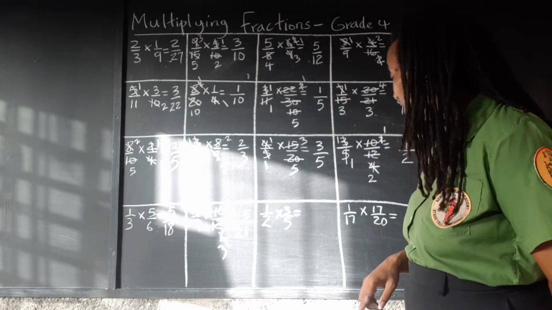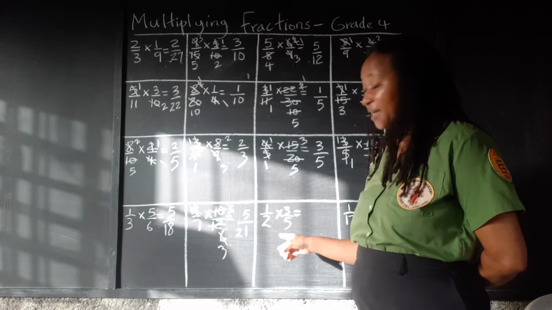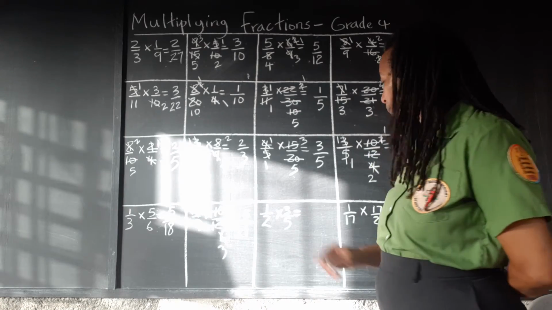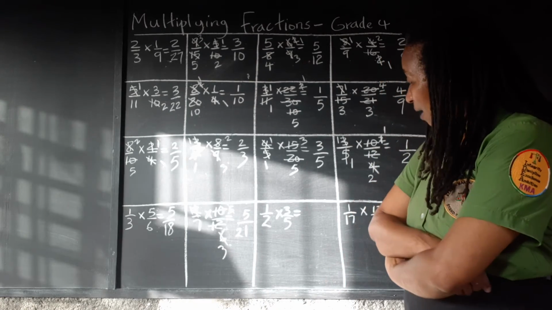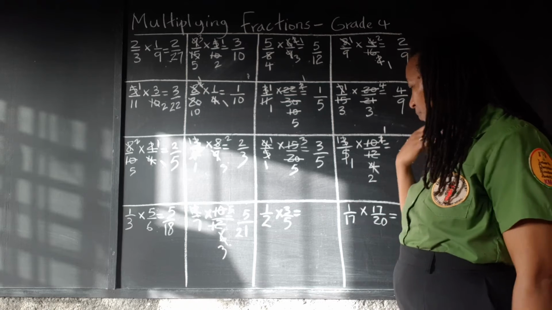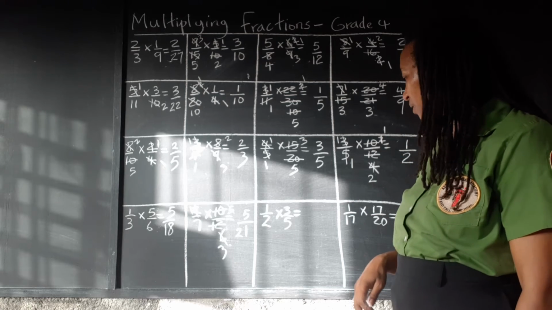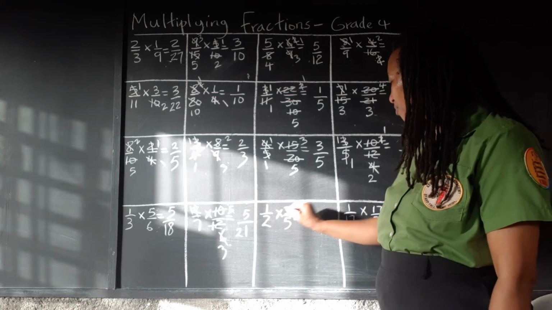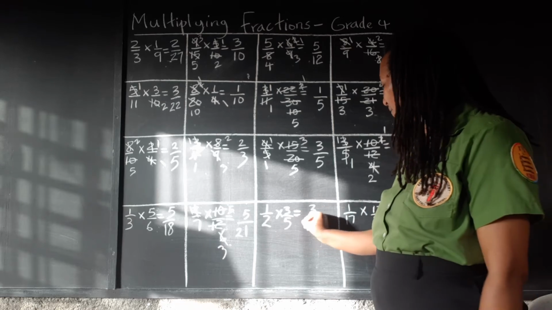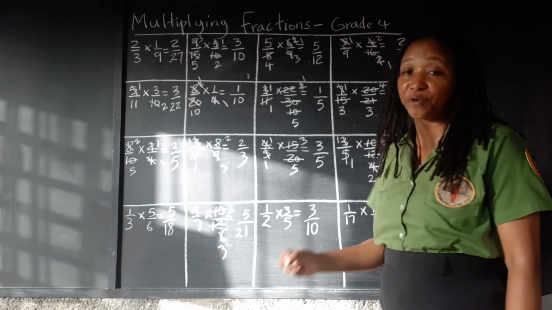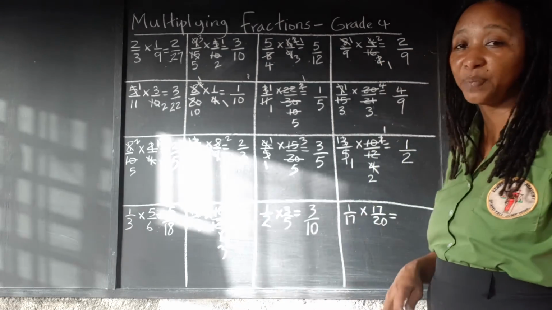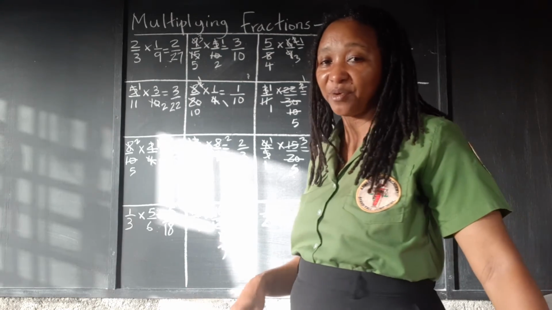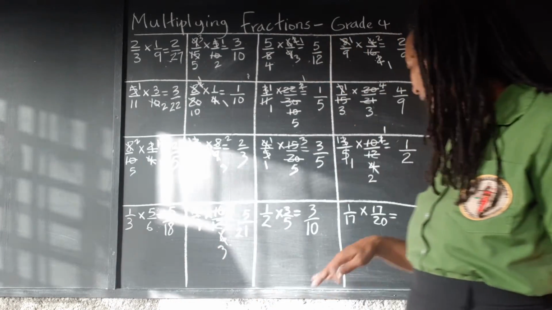We're almost done. We have a half times 3/5. Again, I'm not seeing where anything can be reduced. No, nothing can be reduced there. So 1 times 3 gives 3, and 2 5s give 10. And 3/10 is in its simplest form, cannot be reduced any lower than that.